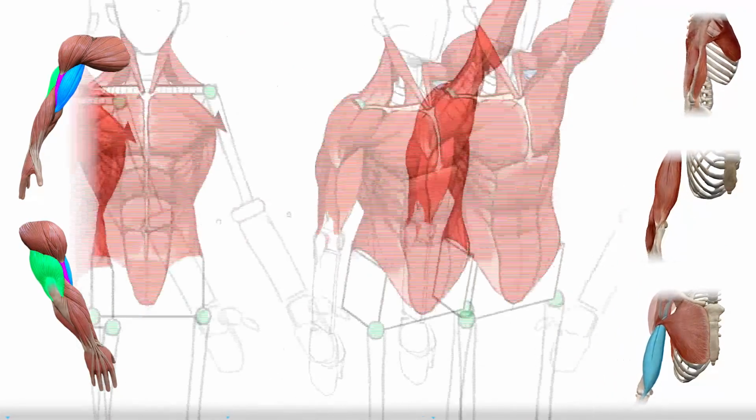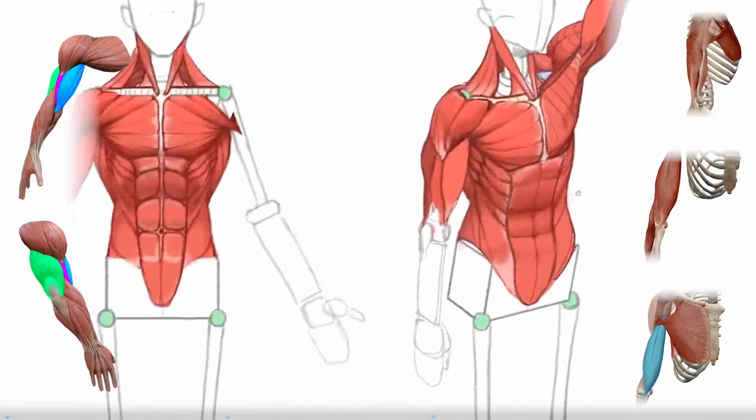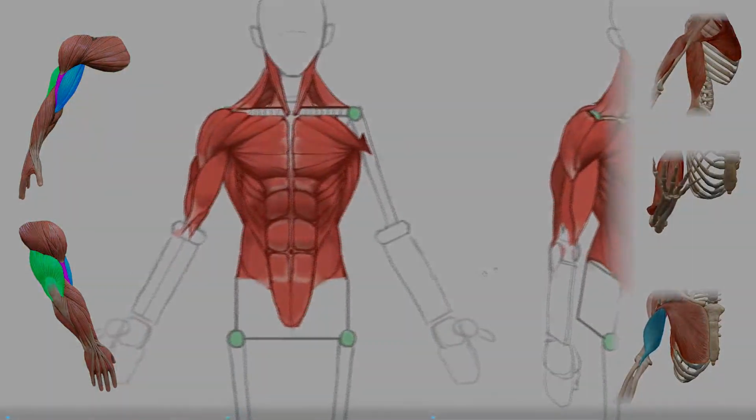And so there we have it. Now let's move on to the next chapter where we're going to talk about the forearm.